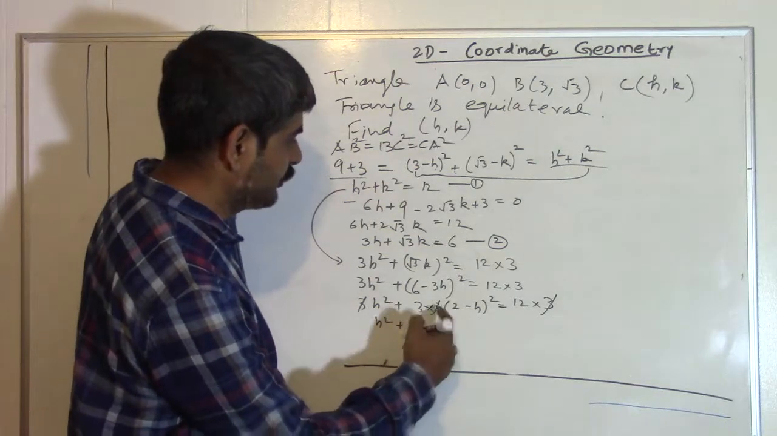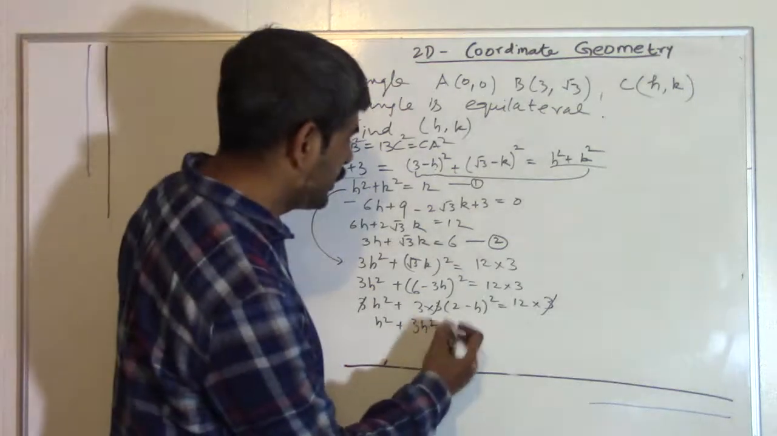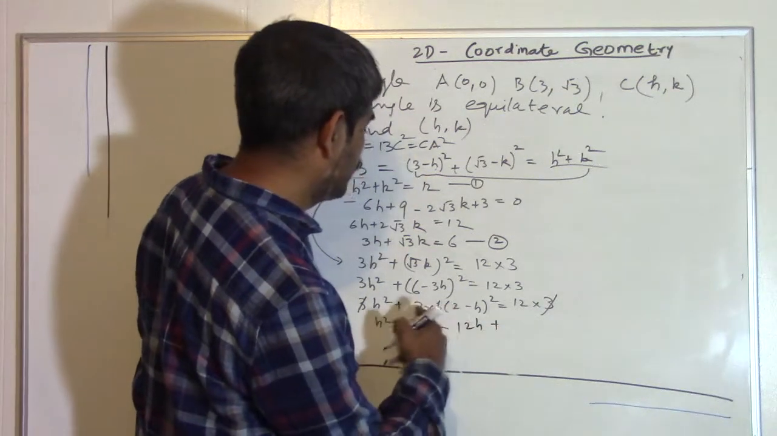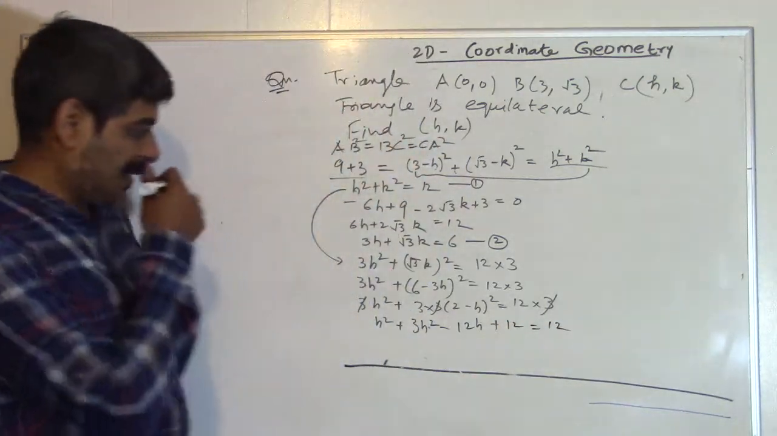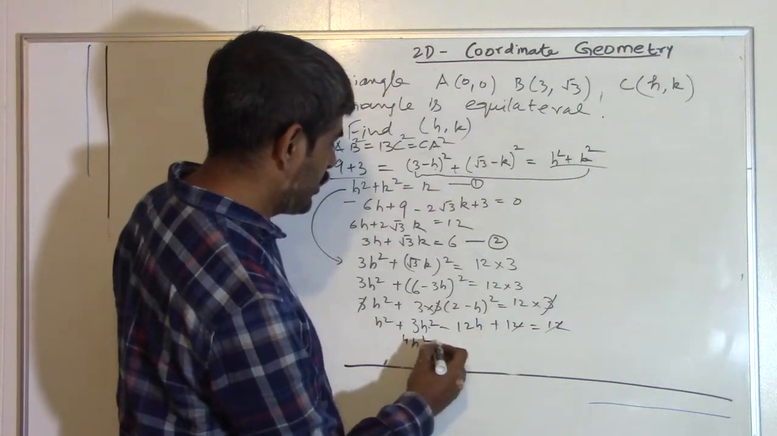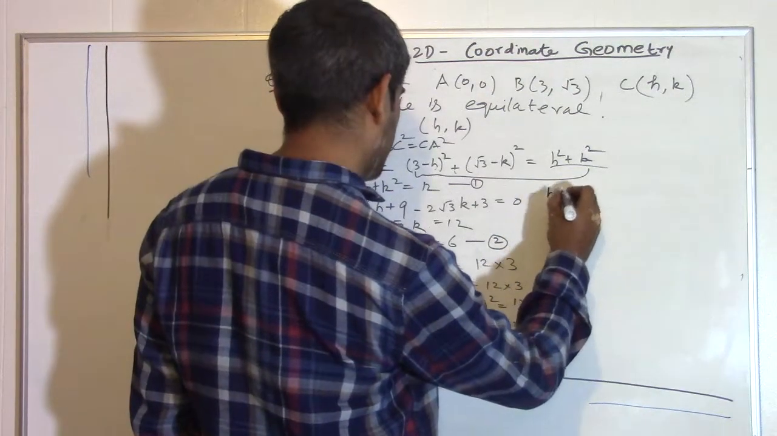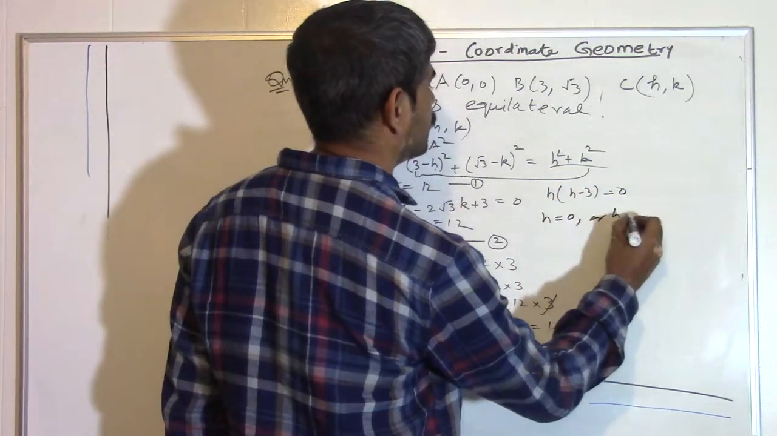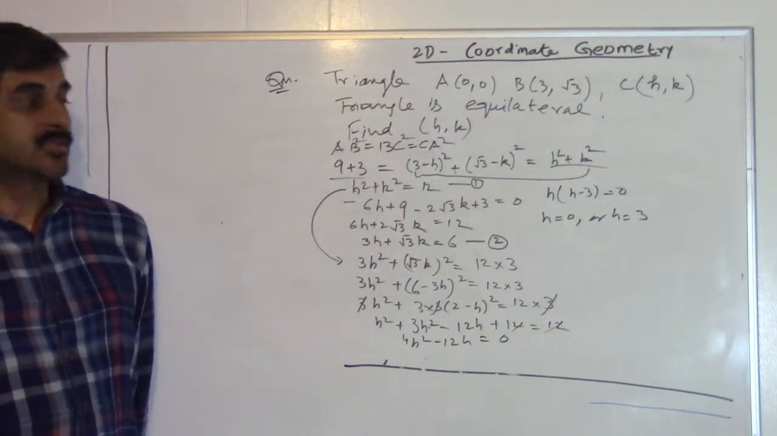h square plus 3h square minus 4 into 3, 12h plus 4 into 3, 12 is equal to 12. 12 cancels. 4h square minus 12h is equal to 0. 4h common. h into h minus 3 is equal to 0. h is equal to 0 or h is equal to 3. We have two values of h.